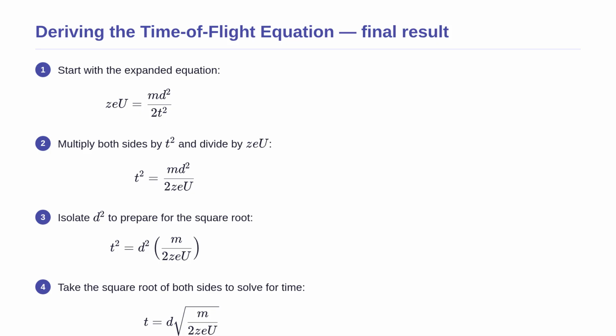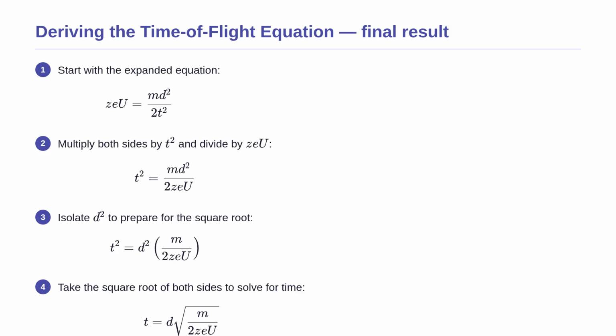Continuing from our previous setup, we now want to isolate the time variable, t. We algebraically rearrange the equation by multiplying both sides by t squared and dividing by the electrical energy term, ZEU. This gives us an equation for t squared. Notice how we can factor out the distance squared, d squared. Finally, by taking the square root of both sides, the distance d comes out of the root cleanly, leaving us with our final time-of-flight equation.